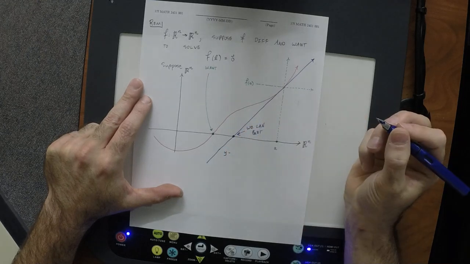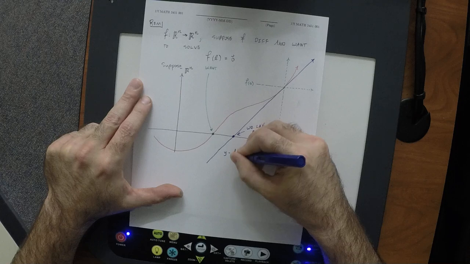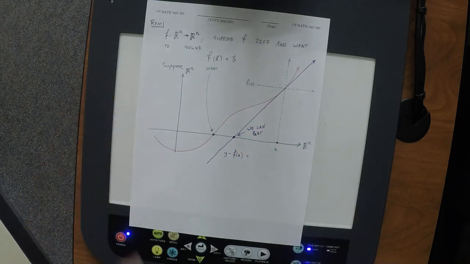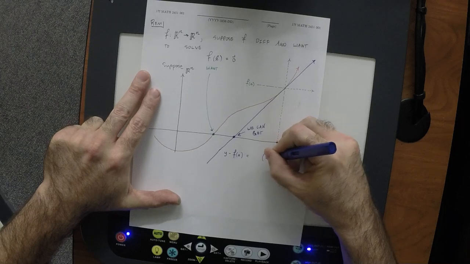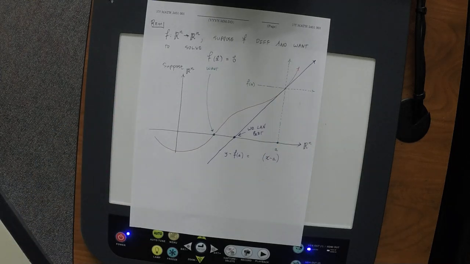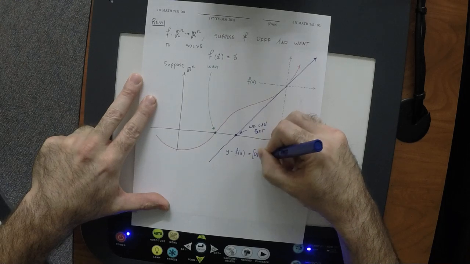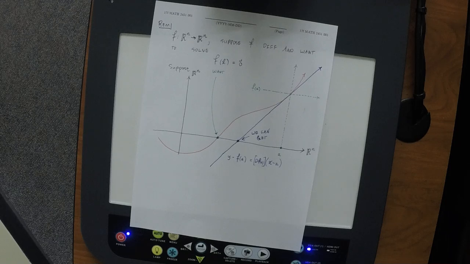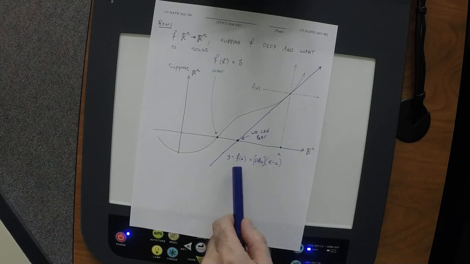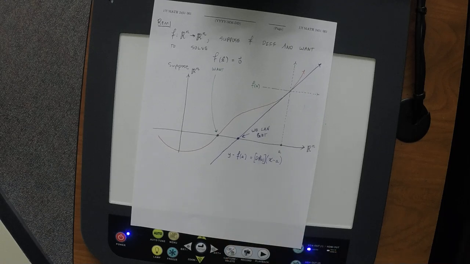y minus f of a is equal to, now if we were in college algebra, we would write m multiplied by what? x minus a. But we're not in college algebra. So what do I need to write right there to make this correct? The derivative of f at a. Because after all, that's what tells you what it means to be flat. That's what it means to substitute the red world, which is curvy, with the blue world, which is flat. y minus y1 is m(x minus x1).